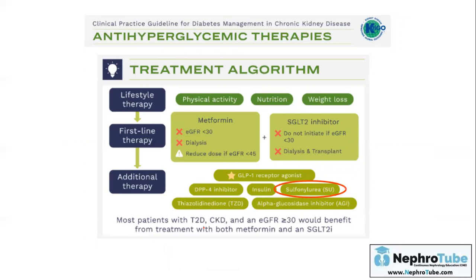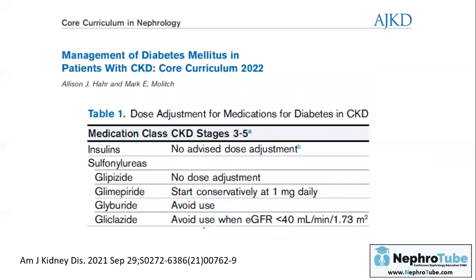Finally, I will mention the dose modification of sulfonylurea, but as mentioned, sulfonylurea carries the risk of hypoglycemia in our patients, especially with the progression of chronic kidney disease. So it is better to avoid them as much as possible. Actually, the glyburide, you have to avoid its use if the patient is stage 3 to 5. Gliclazide, it's better to avoid if GFR below 40.